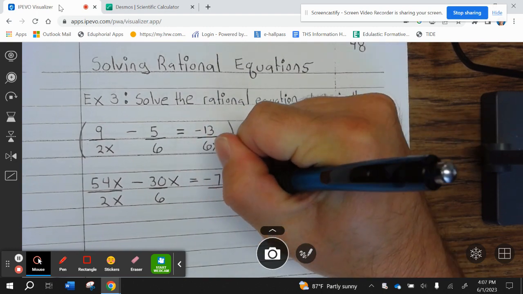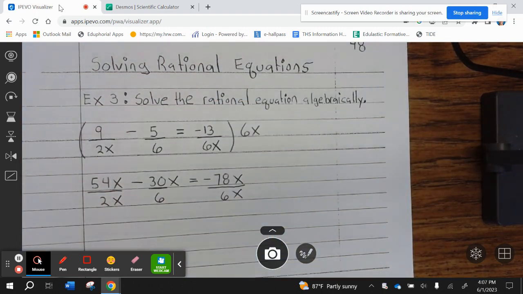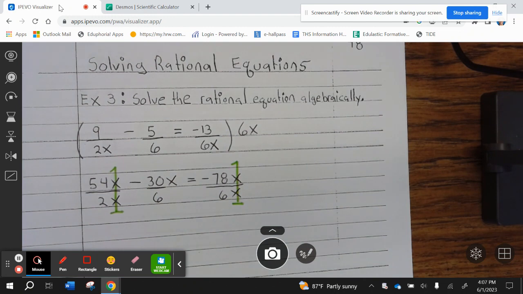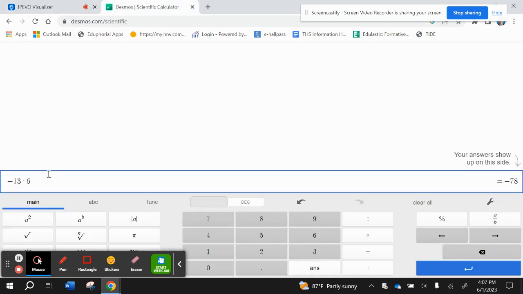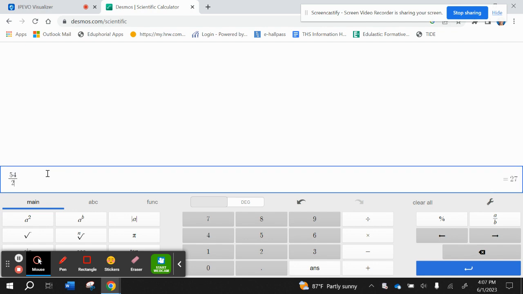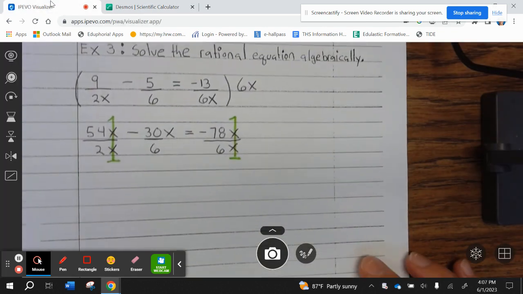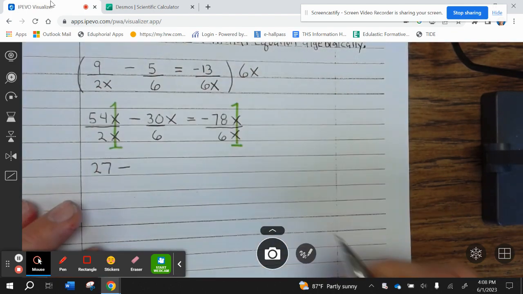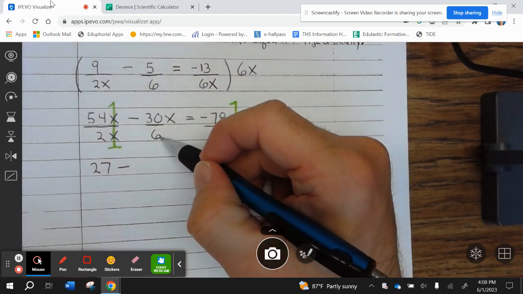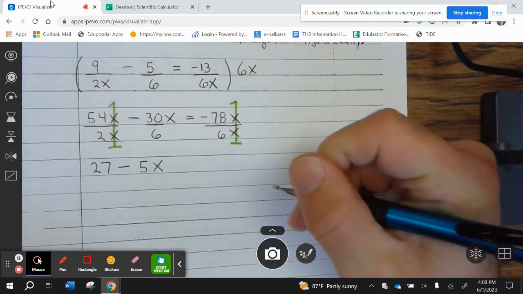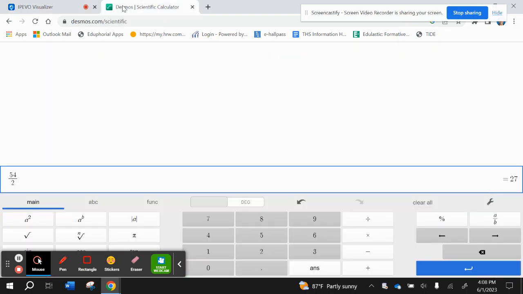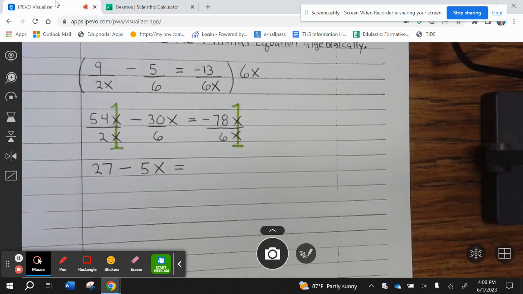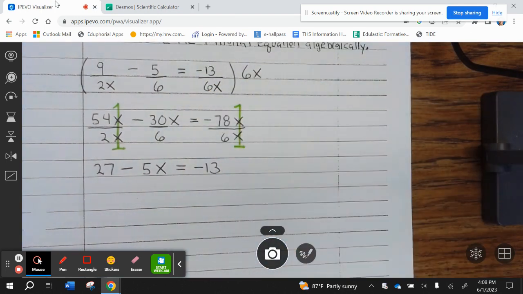Okay, so negative 78x divided by 6x. Now, x divided by x is 1. Now, let's just do 54 divided by 2 is 27. So this is 27 minus 30 divided by 6 is 5x equals negative 78 divided by 6 is 13. So negative 13. Now the denominators are gone.